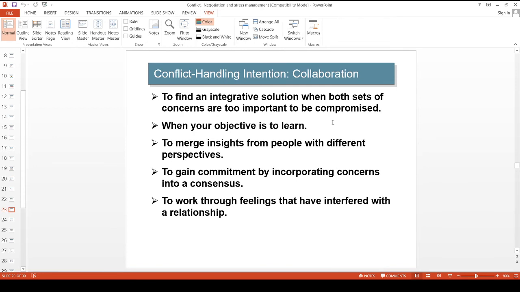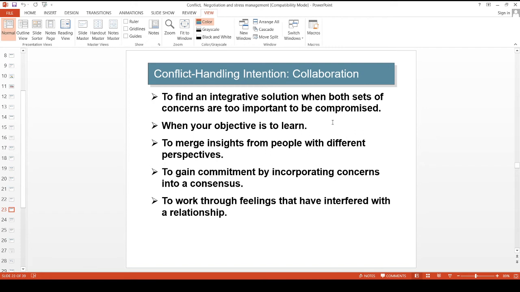The second approach we discussed is collaboration. Now let's discuss the different situations in which we can use this collaboration strategy. We can use it to find an integrative solution when both sets of concerns are too important to be compromised.